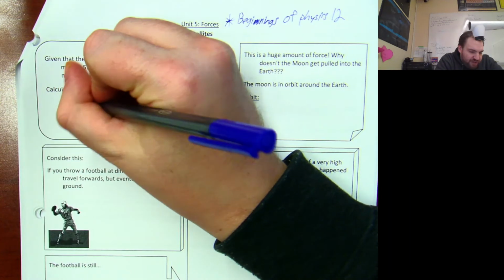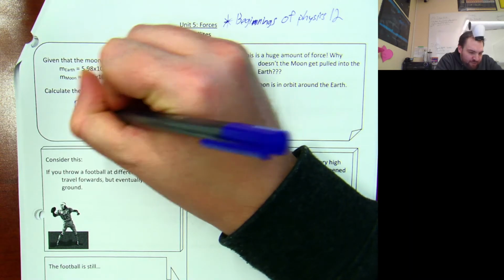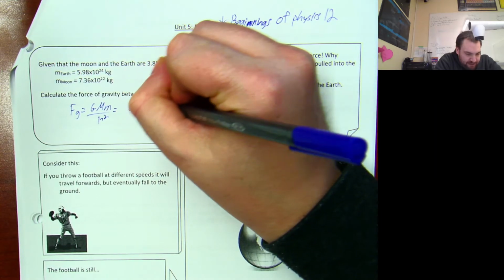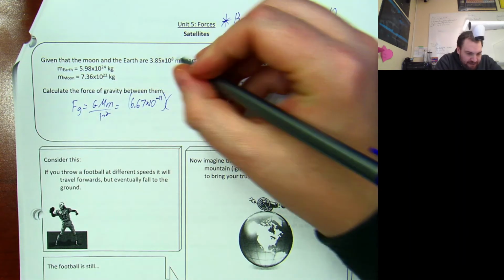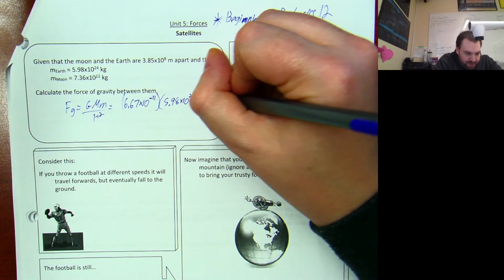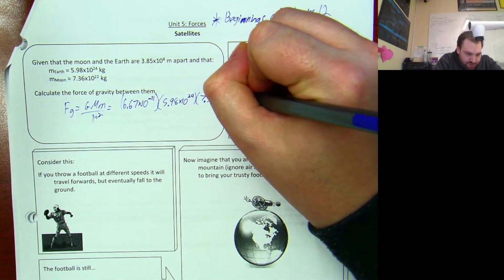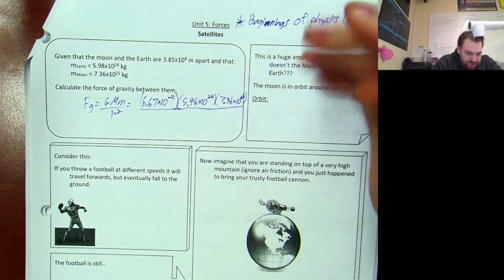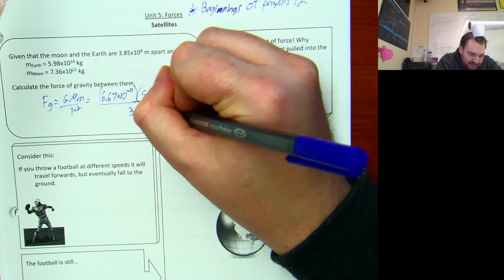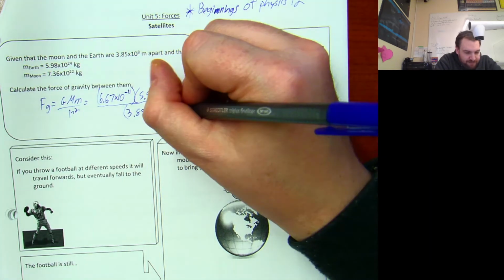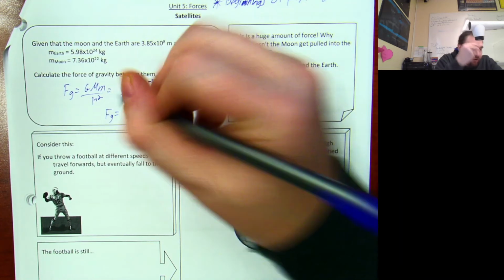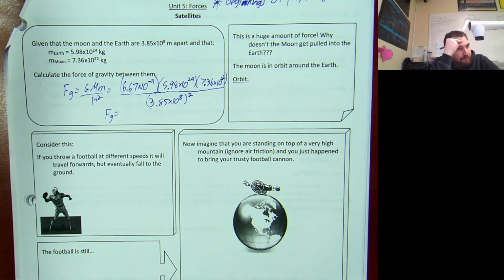So let's do it. Fg equals big G, big M, little m over r squared. G is going to be 6.67 times 10 to the negative 11. The mass of the Earth is 5.98 times 10 to the 24. The mass of the Moon is 7.36 times 10 to the 22. And the distance between them, we're just going to use that value of 3.85 times 10 to the 8 meters. So 385 million meters. I want to make sure we square that. What's the force of gravity between those two objects?